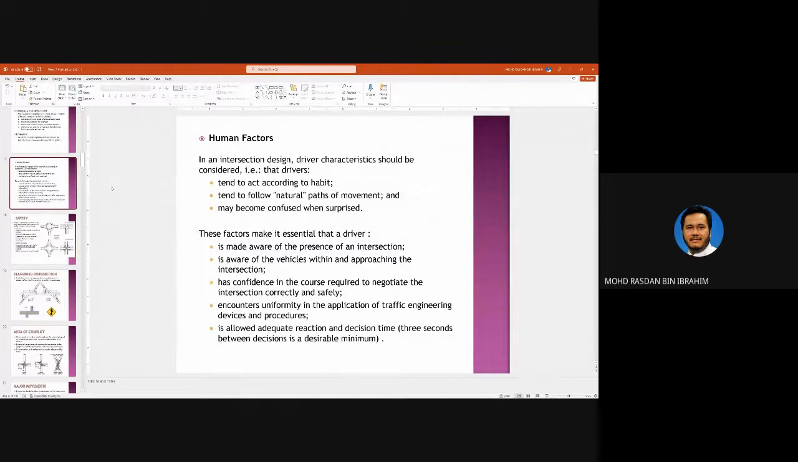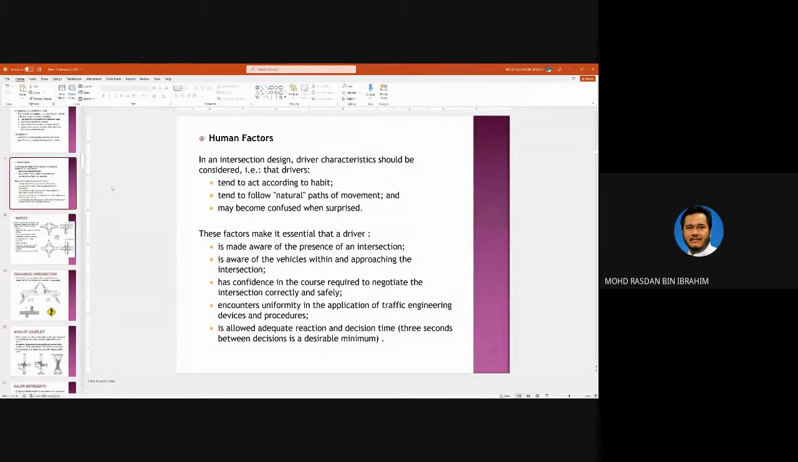So they have the confidence in the course required to negotiate the intersection correctly and safely, meaning that they can see what is on the other side, so they know that they are going to be safe. It's not like the intersection is covered so you cannot see because there are buildings, phone booths or bus stops in the way, hiding the vehicles coming from the other side. All of those need to be clear so that the drivers have confidence to negotiate the movement.